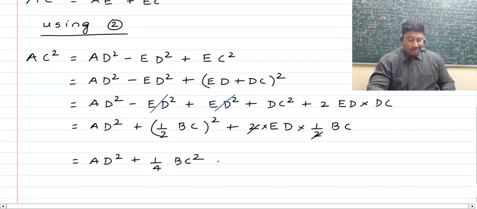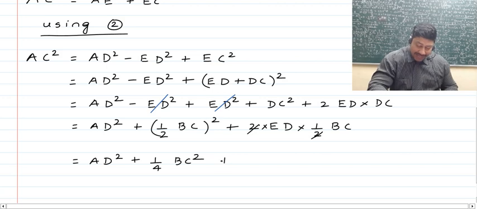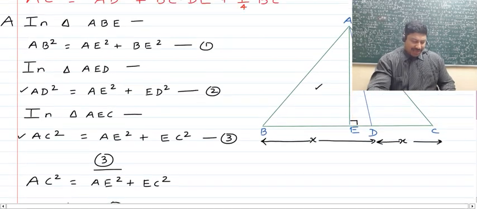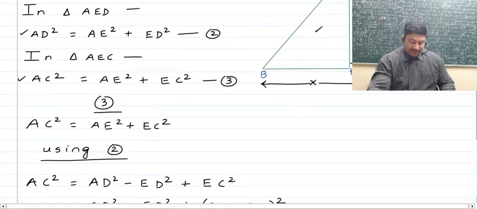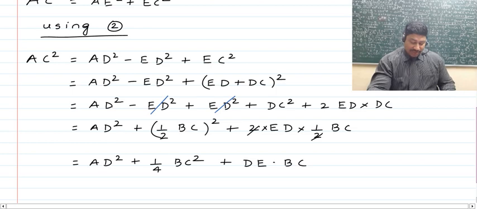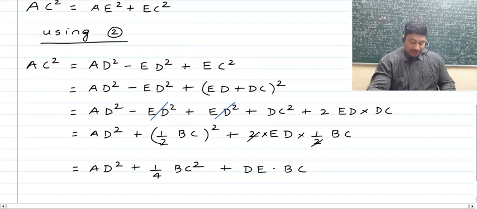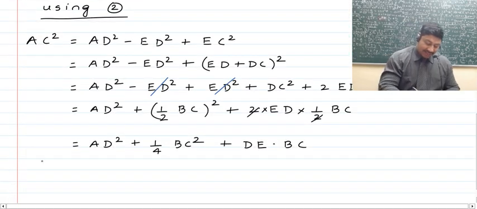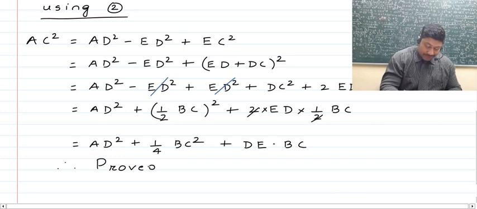On squaring it, 1 upon 2 will become 1 upon 4 and BC will become BC square, and to that is added DE, which is the same as ED, multiplied with BC. And I think this is what had to be brought, that is AD square plus BC dot DE plus 1 by 4 BC square, and thus children we can say that this stands proved, right? So I'll just quickly discuss this all over.